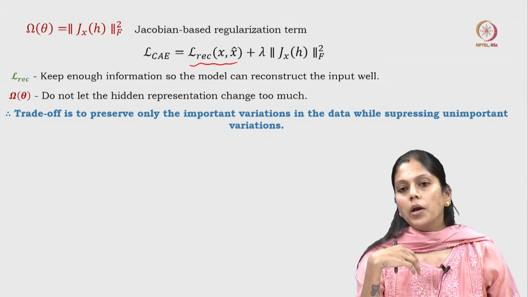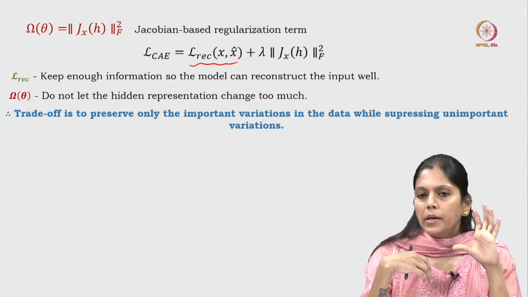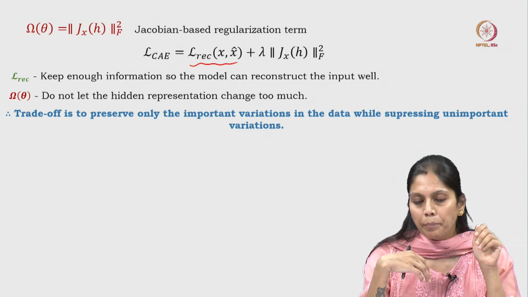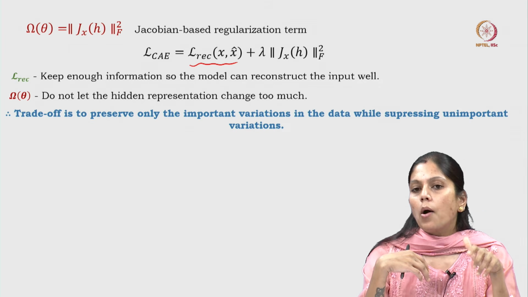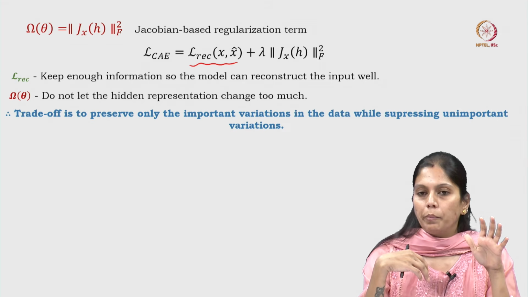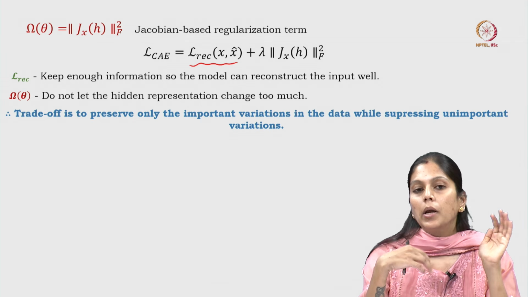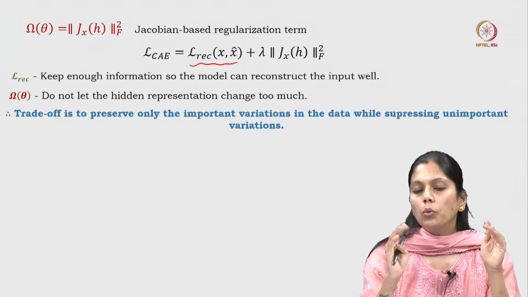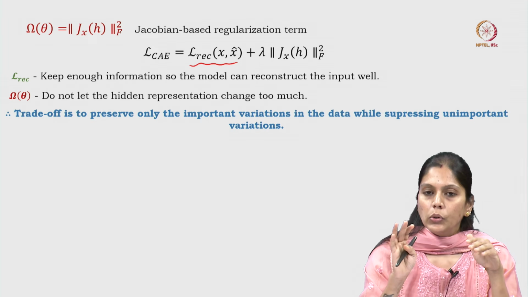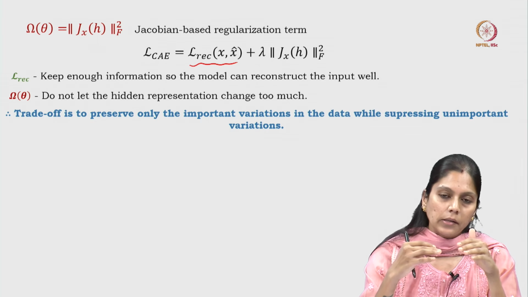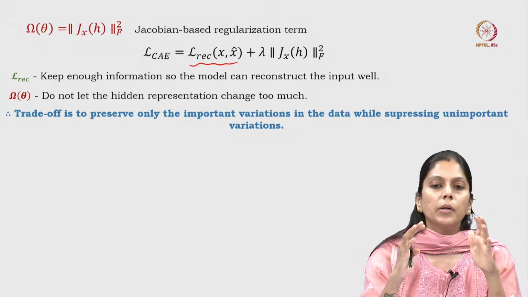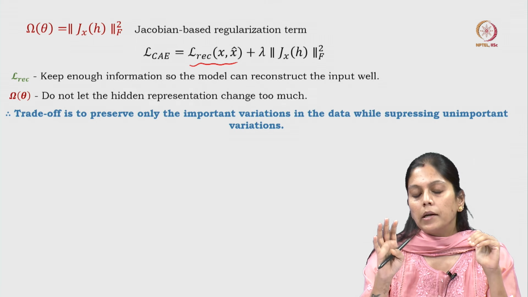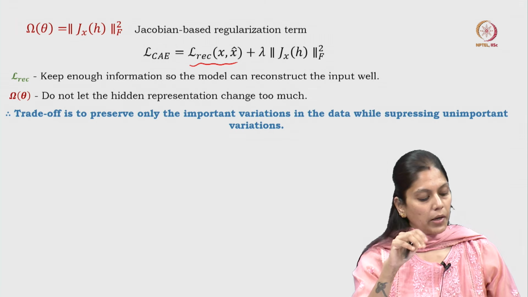So, the trade-off here is to preserve only the most important variations in the data, while less important variations have to be ignored or suppressed. That is the trade-off here. One is saying keep the important ones, one is saying don't keep. So, what is the compromise here? What is the trade-off here? The trade-off is to preserve only the most important variations while suppressing the unimportant variations.